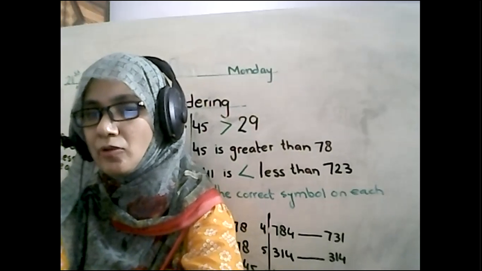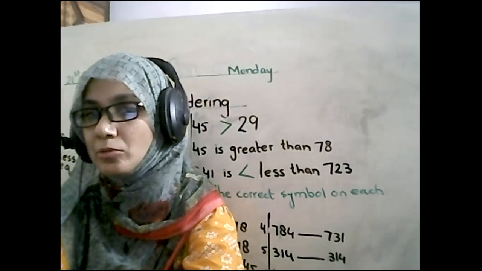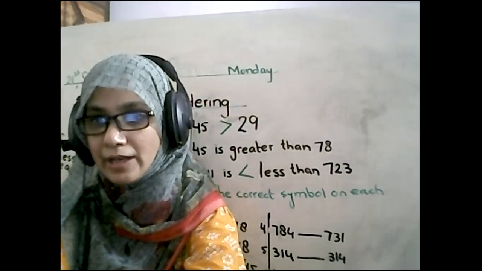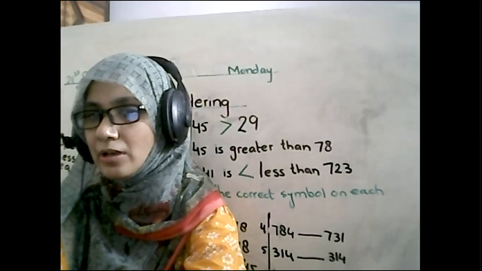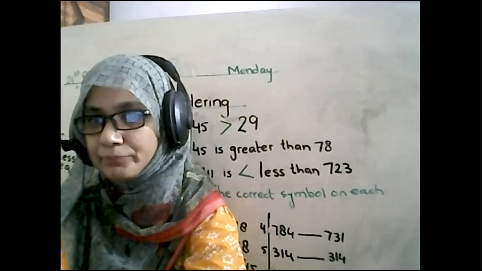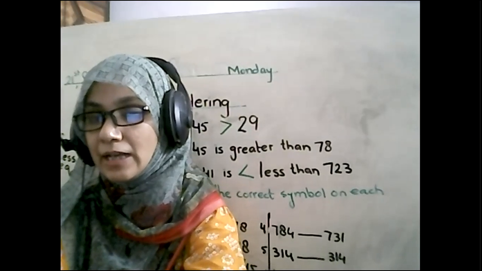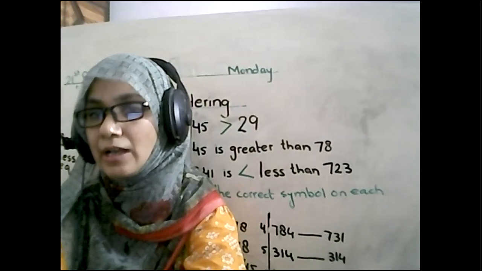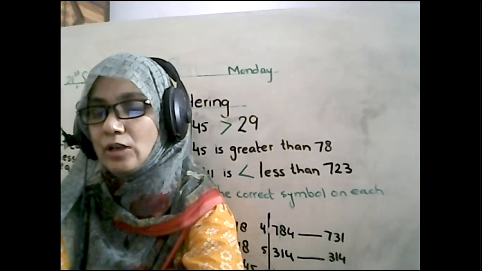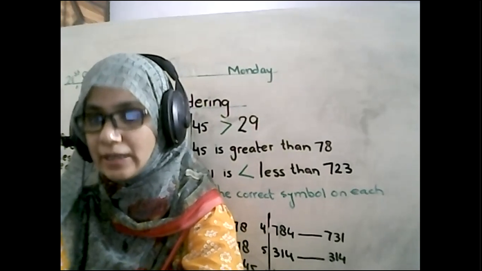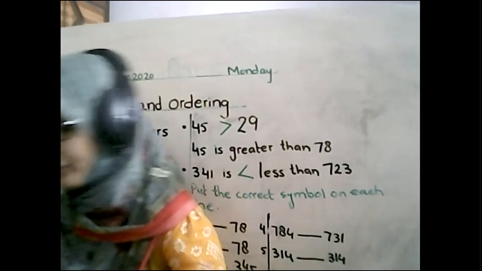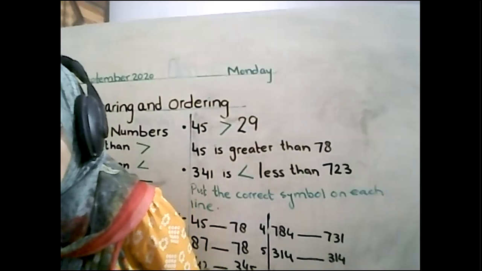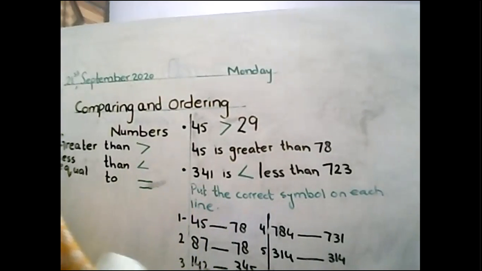So first of all, we will learn how to identify, how to show them, how to tell them that they are greater, they are smaller, less than, or equal to, with the sign, symbol. As you can see on the board, right?